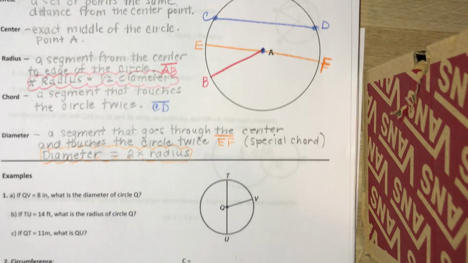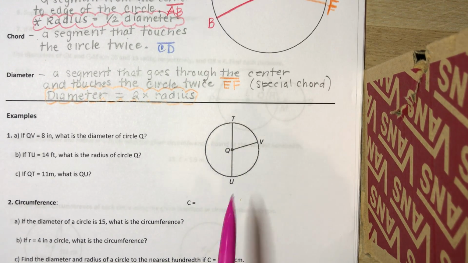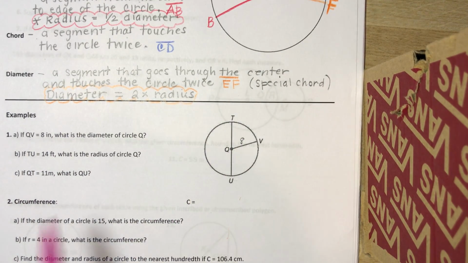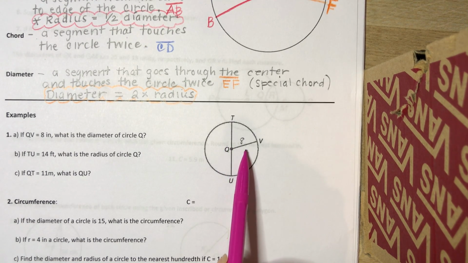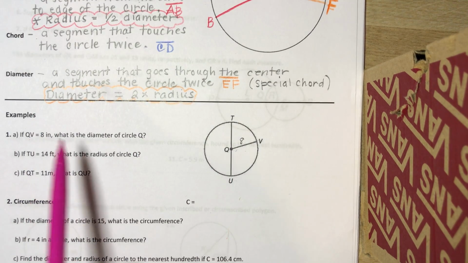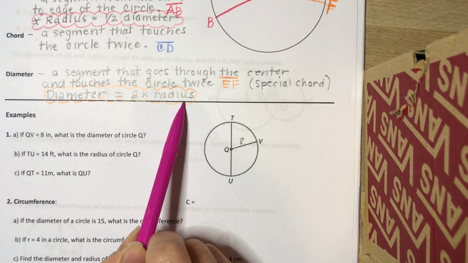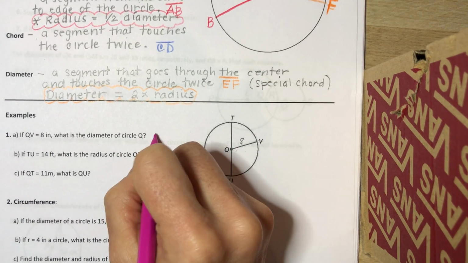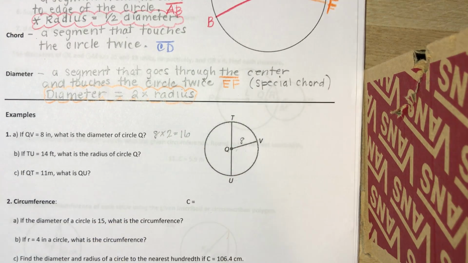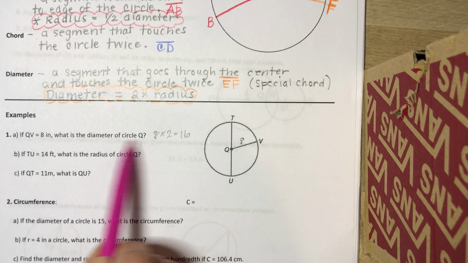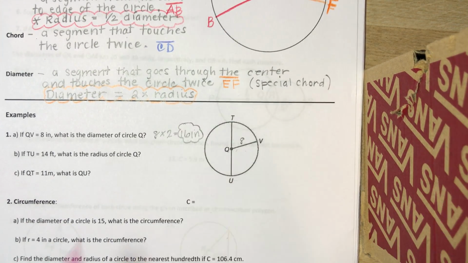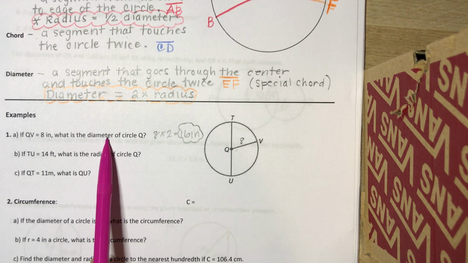Okay, so let's take a look at a few examples right here. In our picture here, if QV is 8, what is the diameter of circle Q? Well, QV is a radius, and we just said a diameter is 2 times the radius. So all we would have to do is take 8 times 2, and we get 16. So the diameter would be 16, and let's use our units, inches. To get the diameter, you just have to double the radius.